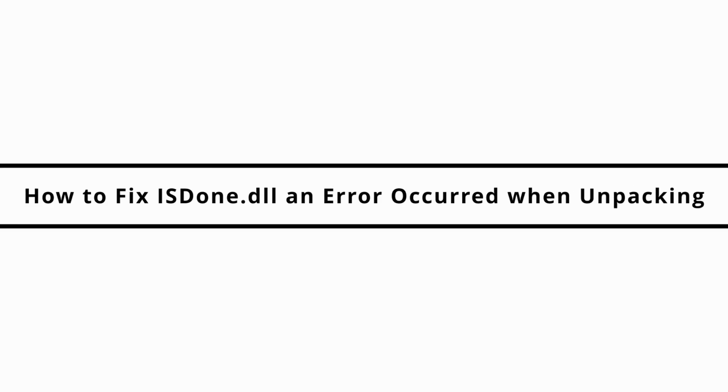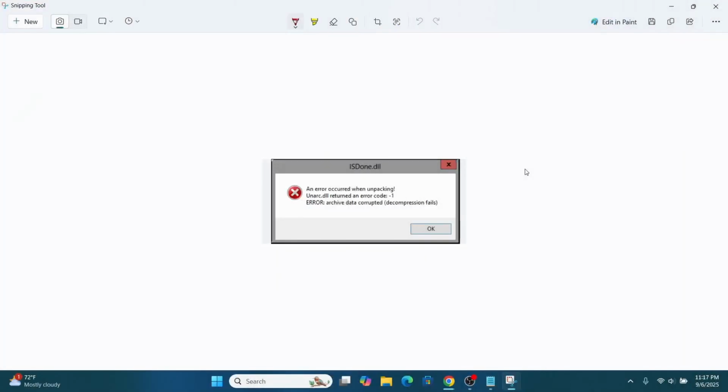In this video, we will be finding out how to fix ISDone.dll and "Error occurred when unpacking Unarc.dll returned an error code." So if you're getting this kind of error code on your screen, we are going to fix it, which usually happens when data is corrupted and decompression fails. So let's just head over and fix this issue.